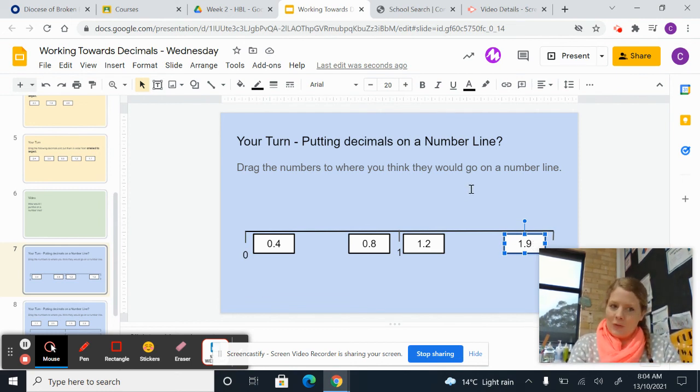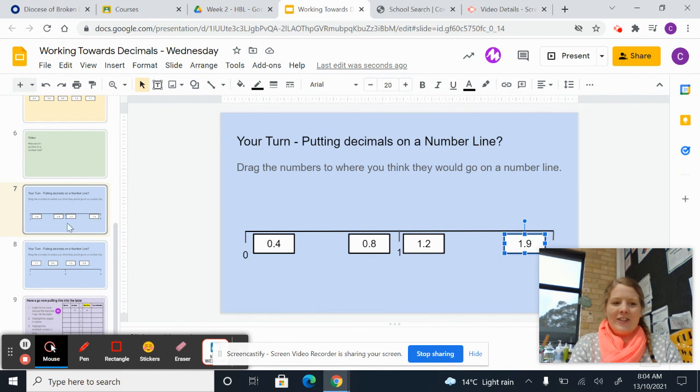Okay, I hope that has helped you. You're now going to do this one. I'm going to change so you can do your own. So you've got 2 of these to do for number lines, and then that's all you have to do today.